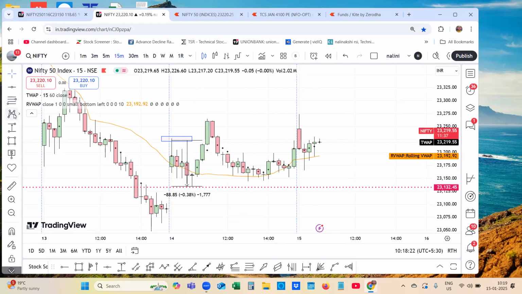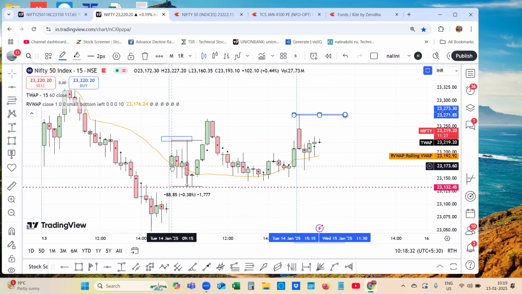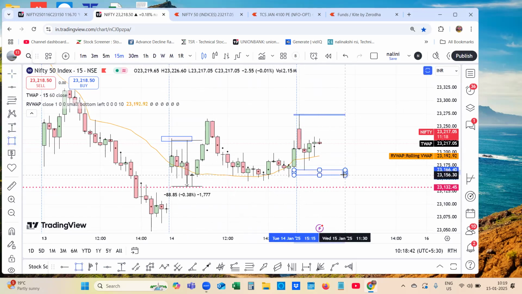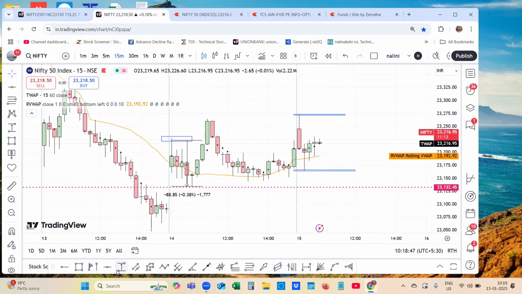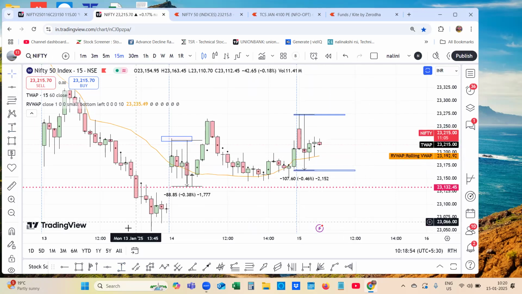Here, today, a different presentation. The first candle made a high, same type. It did not trade towards the upside. It came down and made a low. Within two candles, it made a low. So the range formed now is 107 points when compared to yesterday's range.